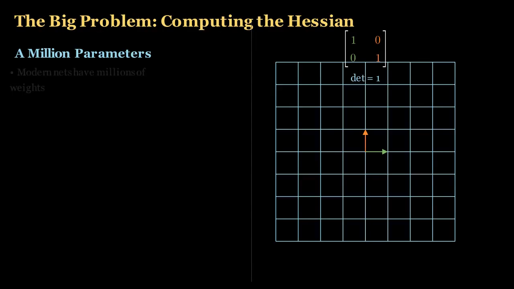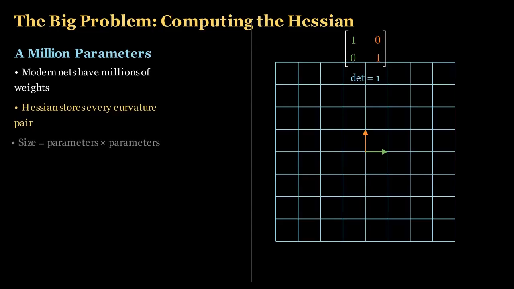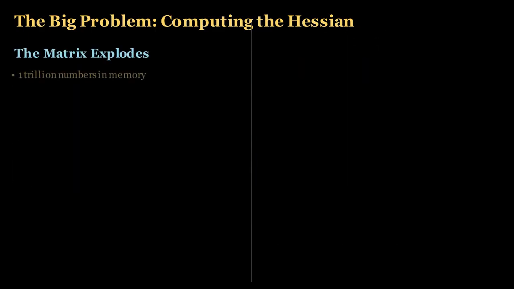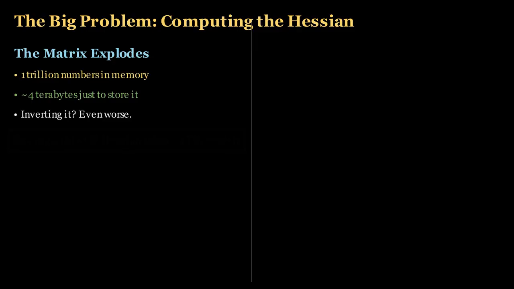We just saw damping makes Newton's jump safe. But there's a bigger catch. Modern neural nets easily have 1,000,000 parameters. The Hessian must store how every parameter curves with every other parameter. That's 1,000,000,000,000 numbers. Just storing that matrix would take around 4 terabytes of memory.